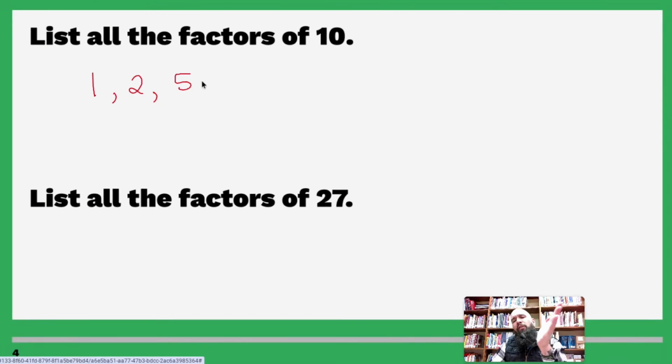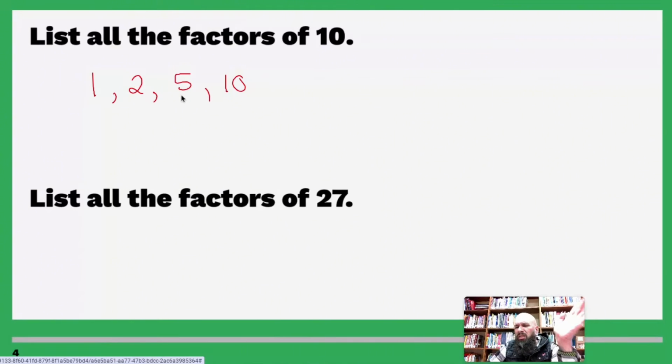Once you get halfway there, once you realize that you're in the middle up to that number, you're done, and then you skip all the way to the very end. So you go to 10. Halfway from 1 to 10 is going to be 5. So once you get to 5, you don't have to do 6, 7, 8, or 9. You can just skip right to 10, and then you're done. So that's all the factors of 10.